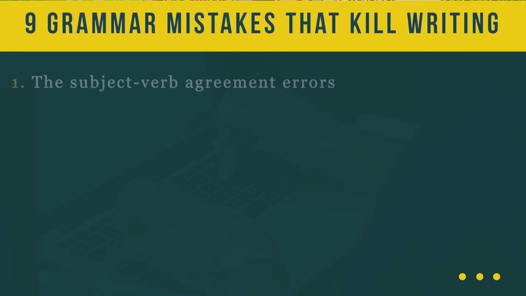Number one is the subject-verb agreement errors. Yes, the subject and the verb in your sentence must agree with one another. If your verb is singular, then your subject must be singular too.